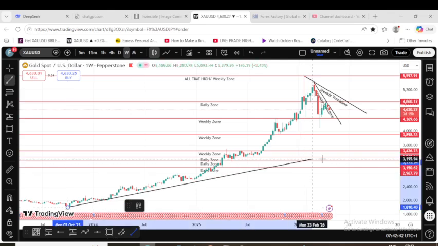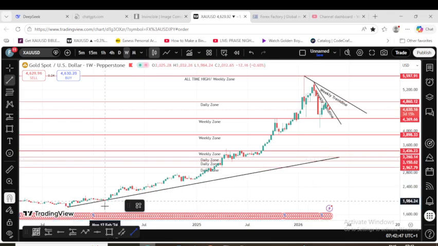For example, you can see that price has been going bullish like this. Bullish like this. These trend lines are also still very valid trend lines because none of them have been broken.